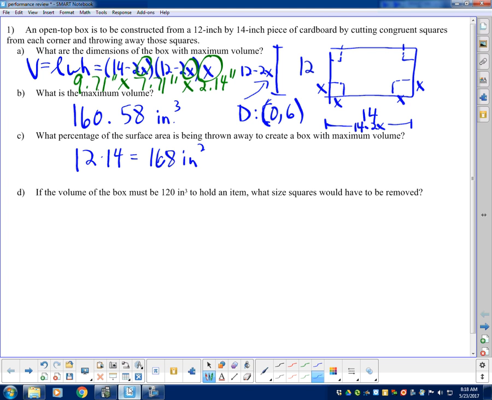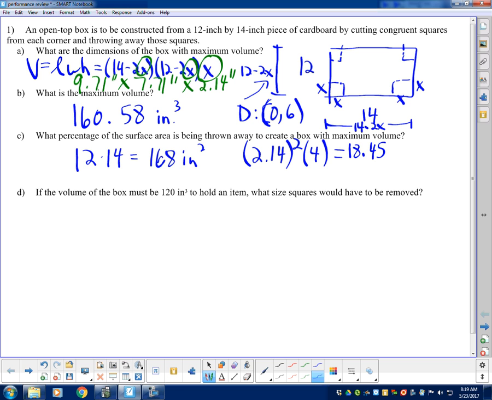What percentage is being wasted? Well, if we take 2.14 squared, that's one of the squares, and we're going to multiply it by 4. So 2.14 squared is one of the squares. The product of all 4 squares gives us about 18.45.